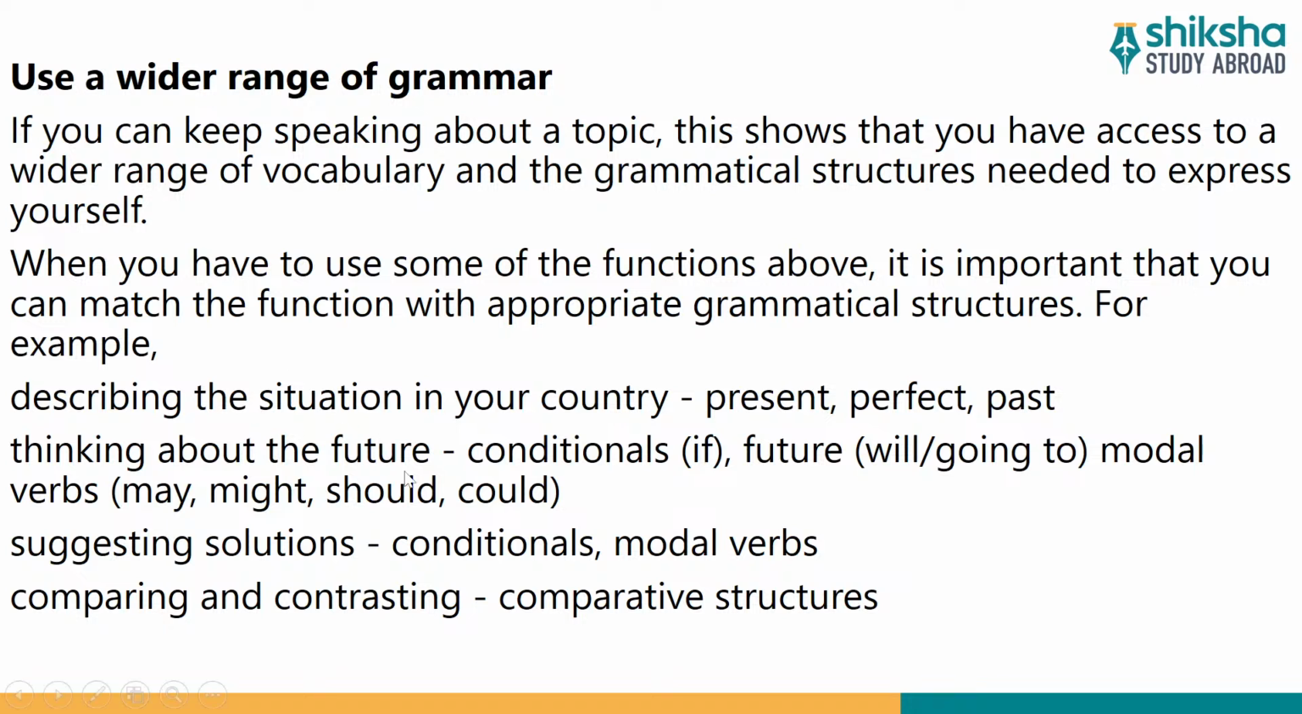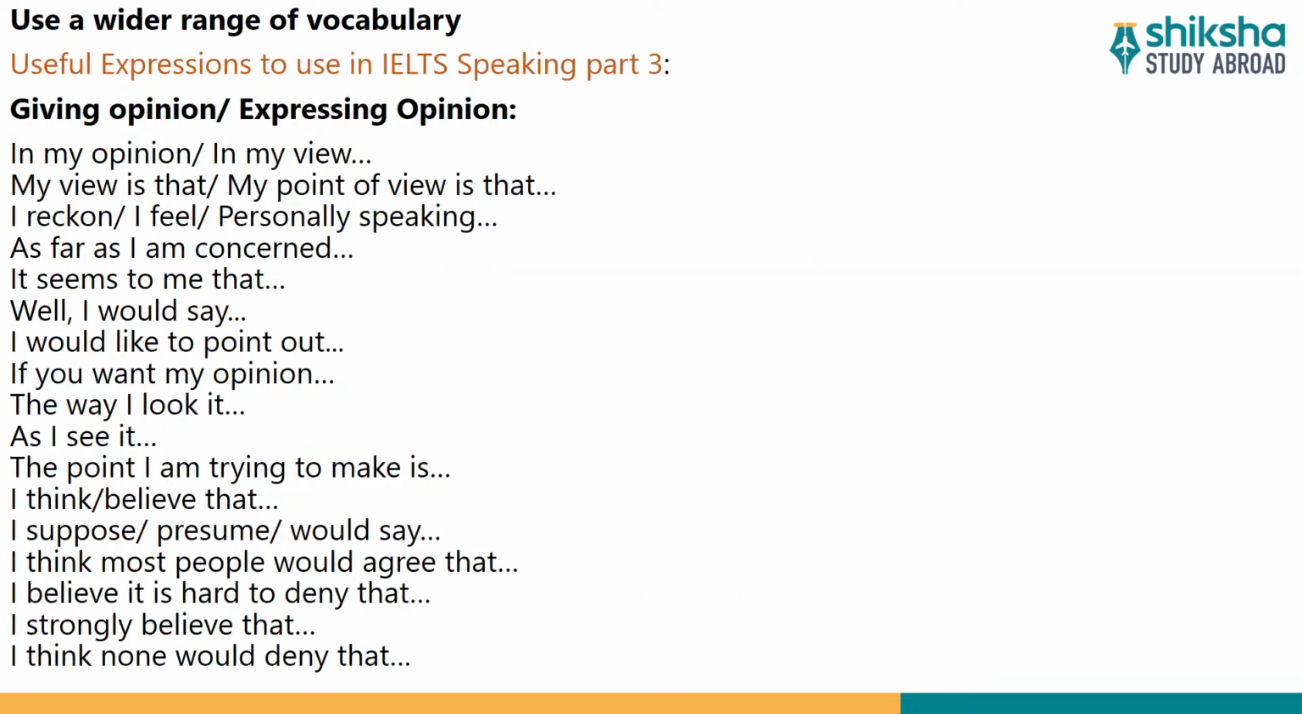Next is thinking about the future. So you can use conditionals. That means starting your sentences with if, and if you're talking about the future in particular, then you can go with words like will, going to. Then you can also use modal verbs like may, might, could, should, can, all of these words. Then suggesting solutions. Again, while suggesting solutions, you can use conditionals, that is starting with if, and modal verbs. Comparing and contrasting, in that we can give the comparative structures.